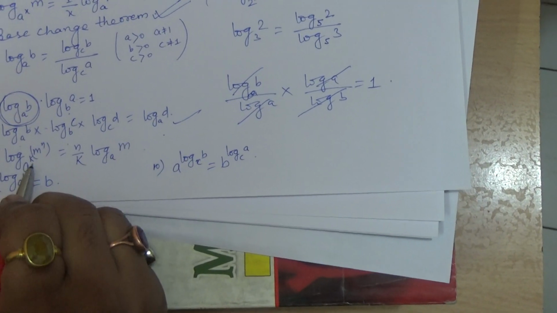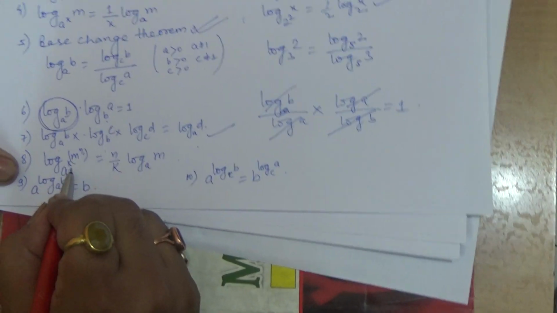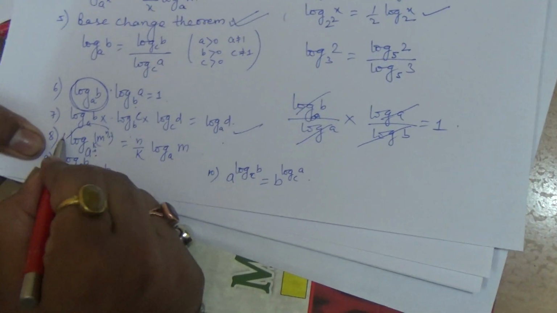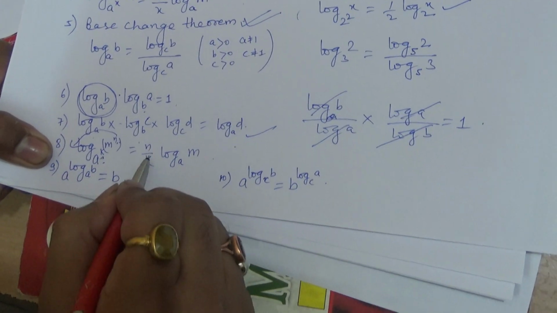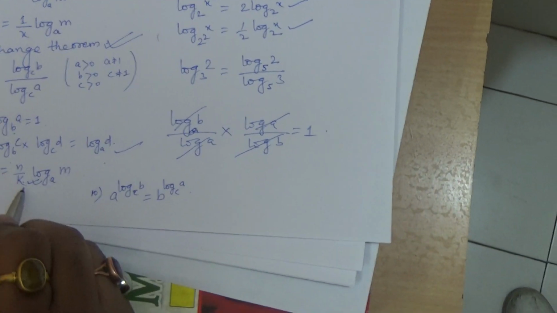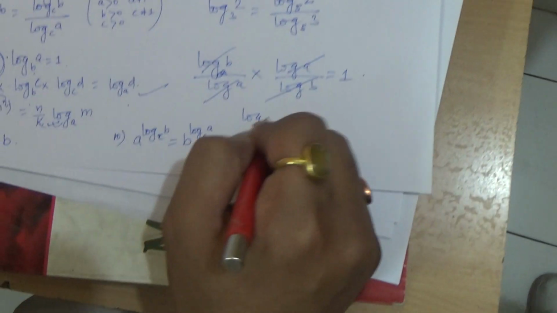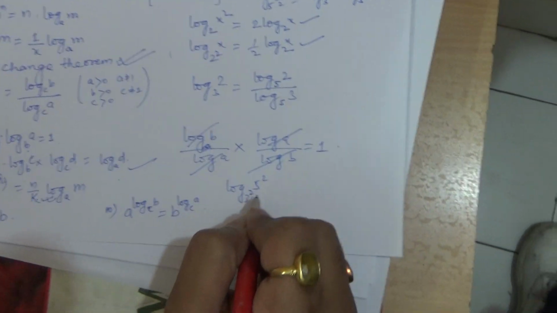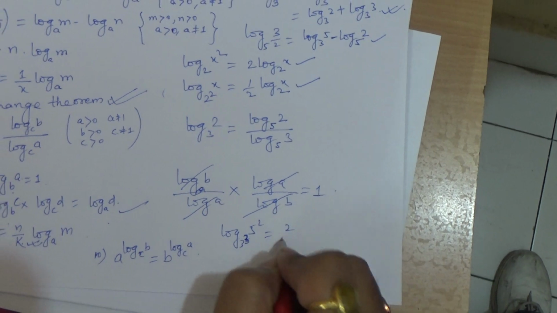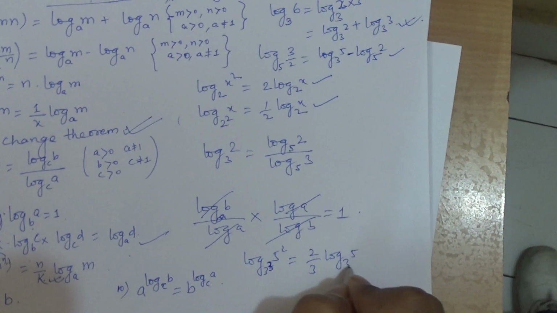And similarly, if we have powers in both the base and the argument, it can be written as the power of the argument coming to the upper side, and the power of the base coming in reciprocal form, so n upon k. That is, log 5 square base 3 cube. We can write it as 2 upon 3 log 5 base 3.